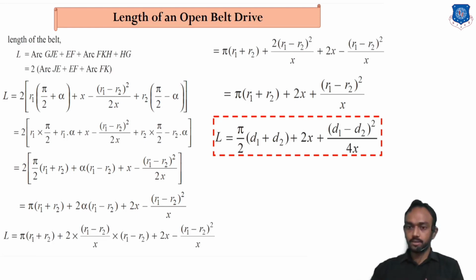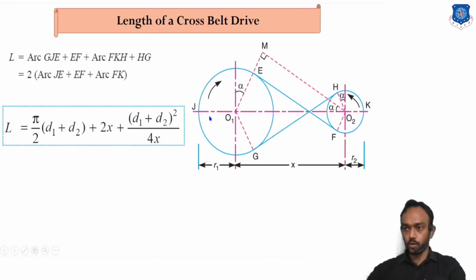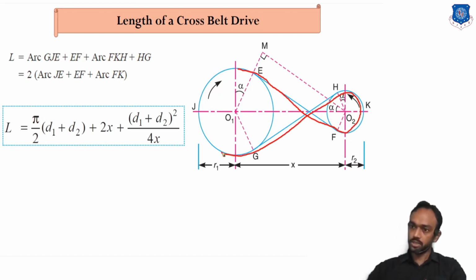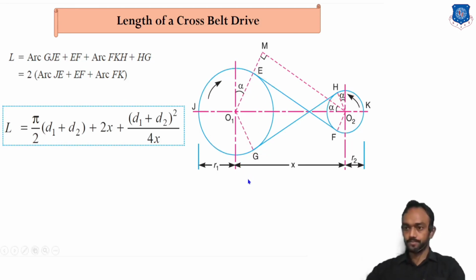So this theory totally needs lots of practice, and you have to practice 2 or 3 times so you can understand it properly. Okay, so this is the length of open belt. Same type of method is used in a cross belt. And you can see here the belt will cross from this point and then go this way. So the length of belt is higher than open.